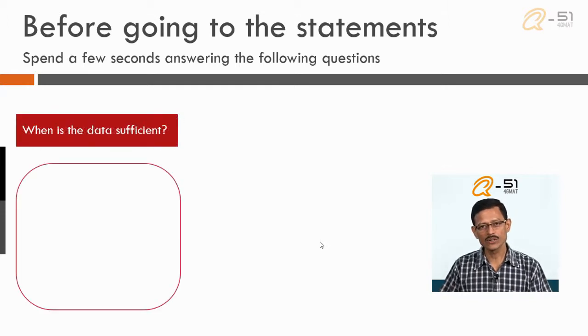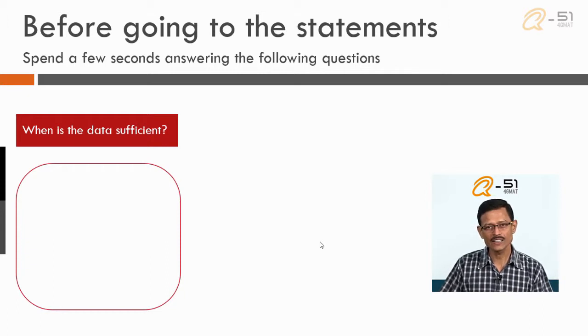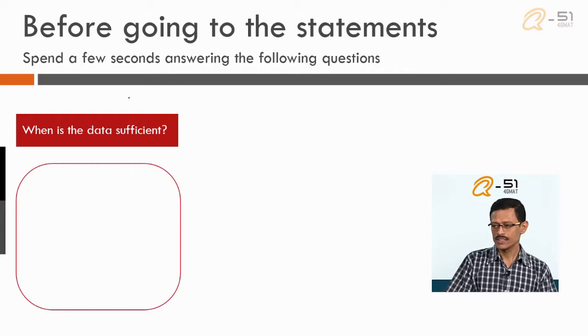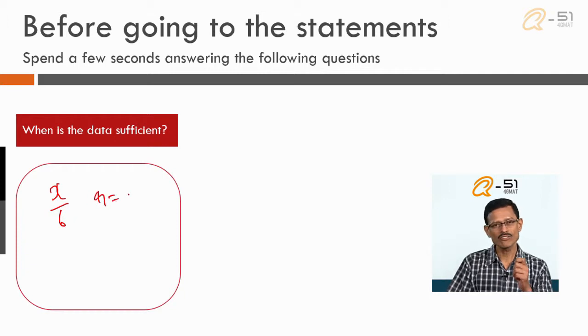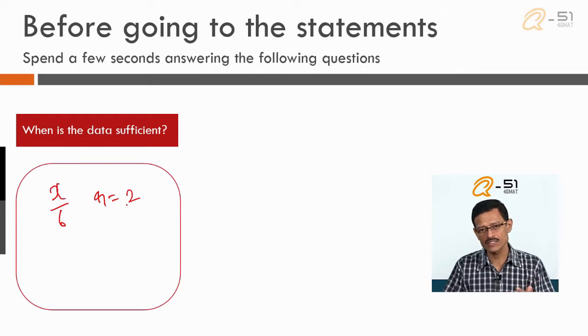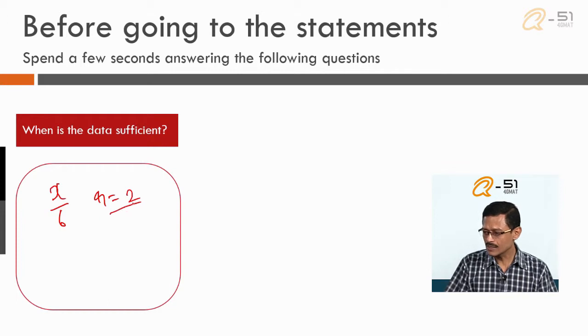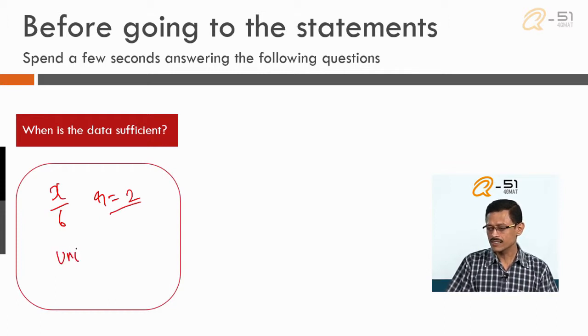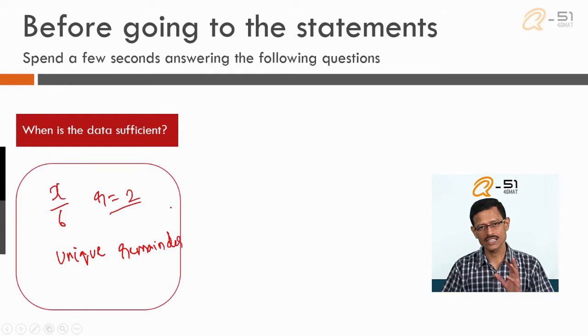First, we need to figure out when the data is sufficient. The question is, what is the remainder when x is divided by 6? The data is sufficient when I'm able to come up with an answer which says, when x is divided by 6, the remainder is equal to one fixed number. If the remainder is 2, it's okay. If the remainder is 0, it's always divisible by 6, even then it's okay. The only thing I need is a remainder which is unique. The data is sufficient when I have a unique remainder from the information given in the statements. So this clarity we have.